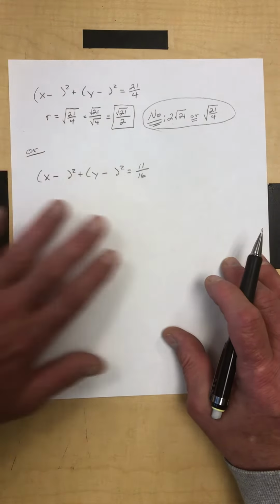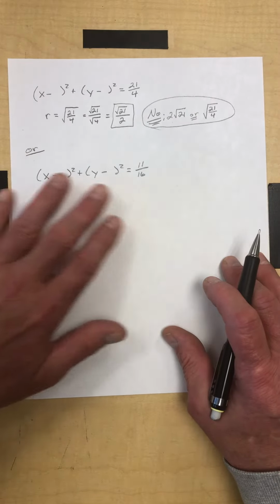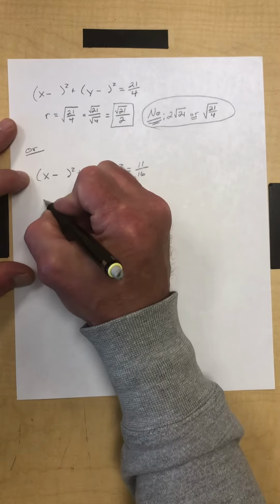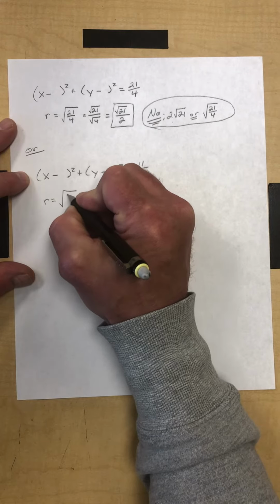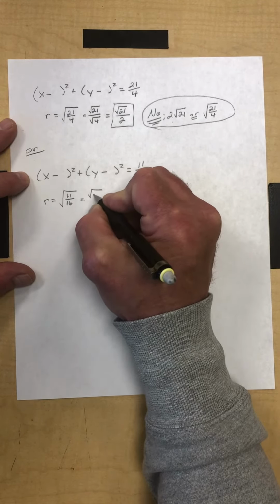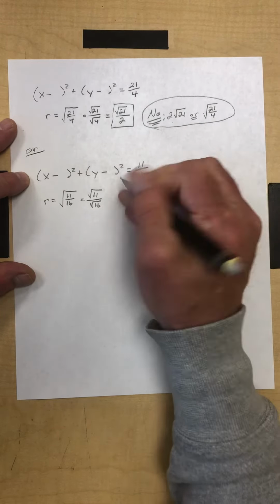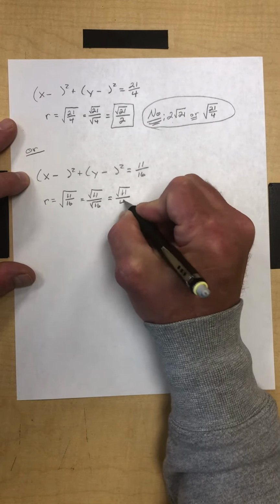We get it in standard form, and people are doing a pretty good job of that, and they're doing a good job of identifying the center. And then when they do the radius again, it would be the square root of this, so the square root of 11 over 16, which is the same as the square root of 11 over the square root of 16. So that's going to give you the square root of 11 over 4.